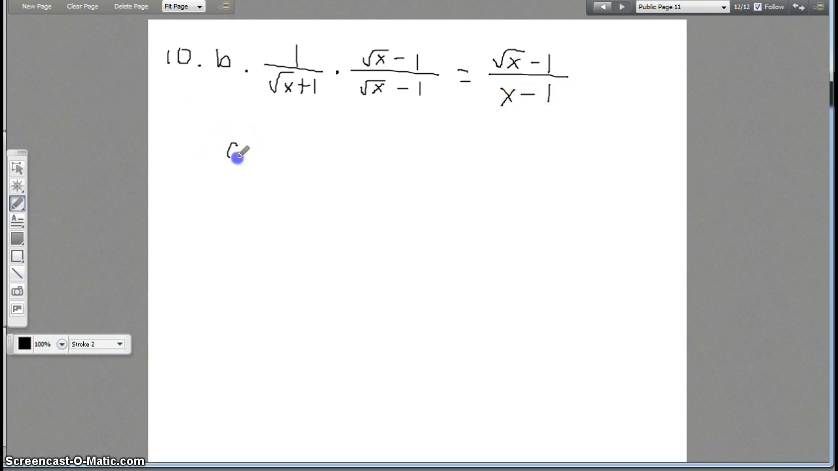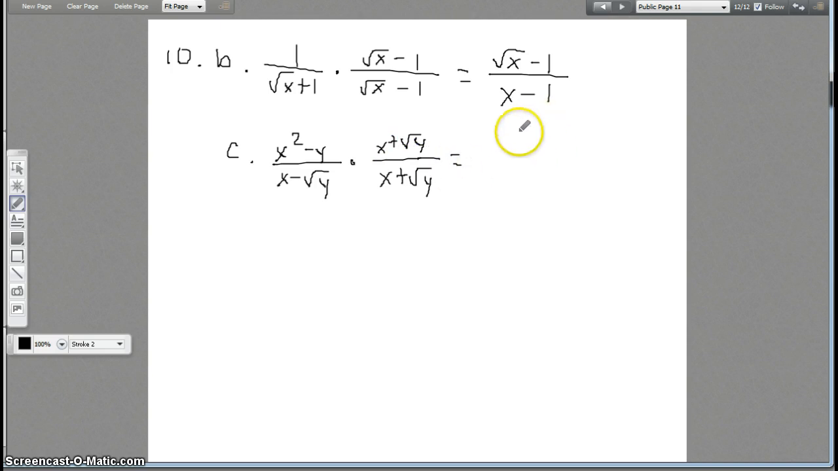Okay, let's look now at Part C. Part C is x squared minus y over x minus root y. Now what we need to do is multiply by the conjugate of our denominator. So we're going to write x and we're going to write root y. This has a minus, so we're going to change to a plus. So here we have x plus root y.